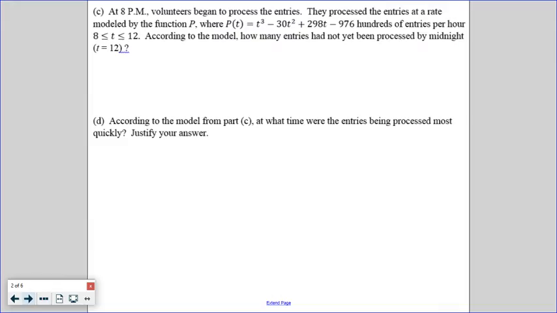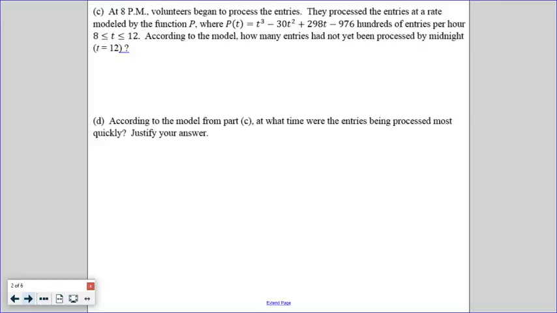All right, part C asks us: at 8 p.m. the volunteers begin to process the entries, meaning they remove them from where they were turned in. The entries are processed at a rate of P of t, which is t cubed minus 30t squared plus 298t minus 976 hundred entries per hour. And that started at time equals 8 to time equals 12. According to the model, how many entries would not have been processed by midnight?